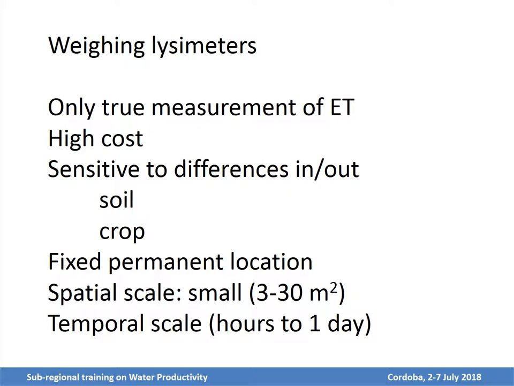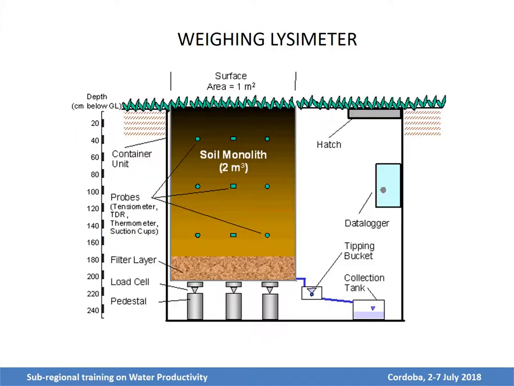It is located on a permanent location, which is fixed, we cannot move it, and it represents a rather small area, between 3 and 30 square meters. The temporal scale is rather long, going from a few hours to one day, typically. Here we have a diagram of the weighing lysimeter, where we have a soil monolith which is on top of a weighing system, in this case load cells. We have also a collection tank for drainage and a data logger for storing the data. We have a hatch for accessing the lysimeter.